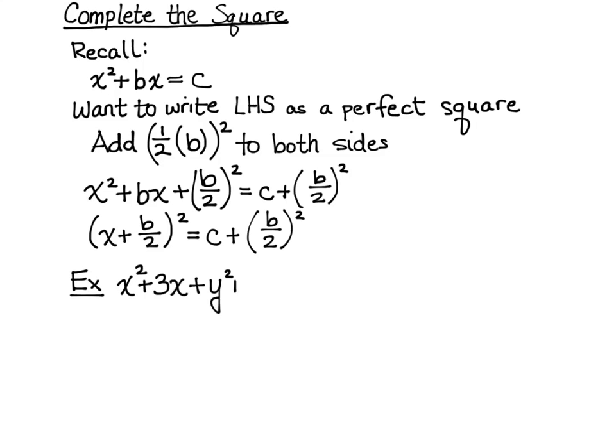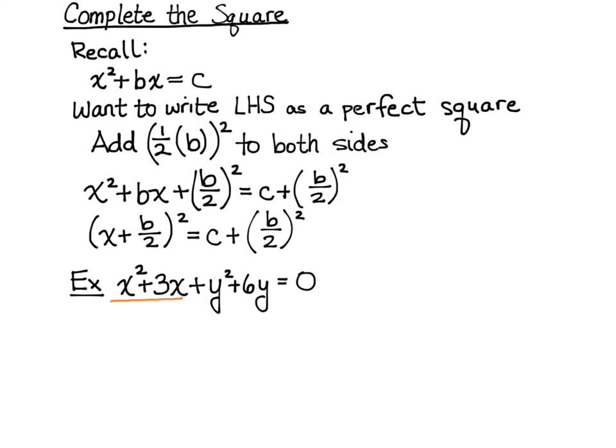So let's try an example. Let's say that we have x squared plus 3x plus y squared plus 6y equals 0. This is the equation of a circle, and we'll be able to get it into the standard form of the equation of a circle by completing the square. This is useful because it'll help us find the center of the circle as well as the radius of the circle.